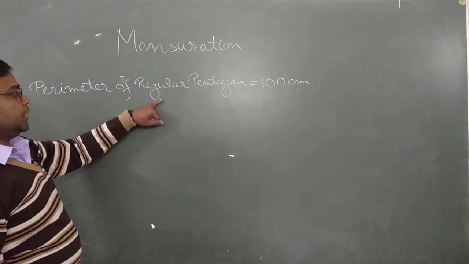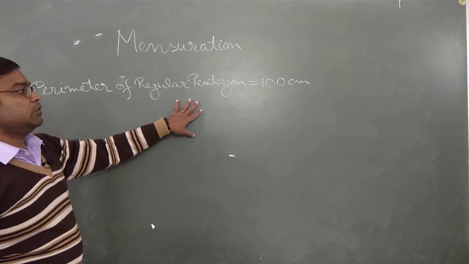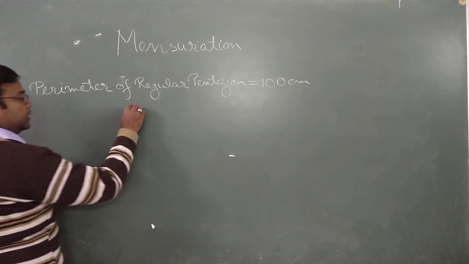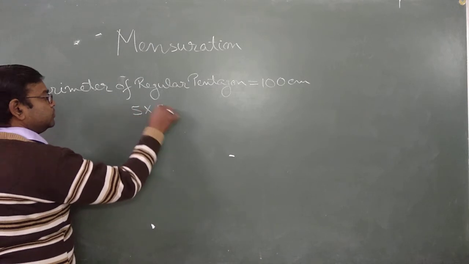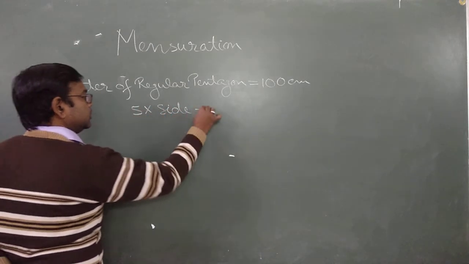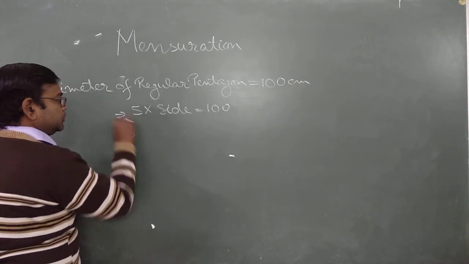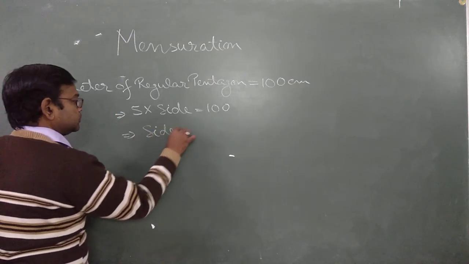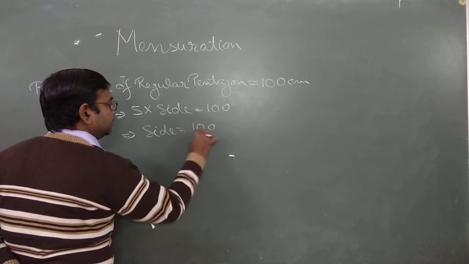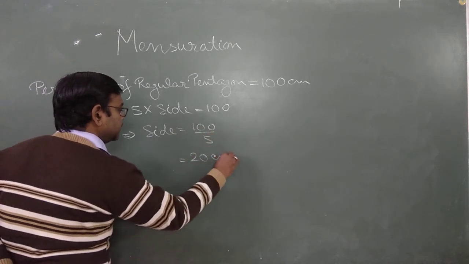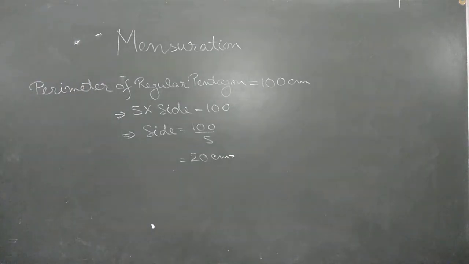As it is given, it is a regular pentagon, which means each side equals the others. Sides are equal to each other. So from this you can easily write down 5 into side equals 100 centimeter. Therefore side equals 100 divided by 5. It is 20 centimeter. This is the solution. Now move to the next question.